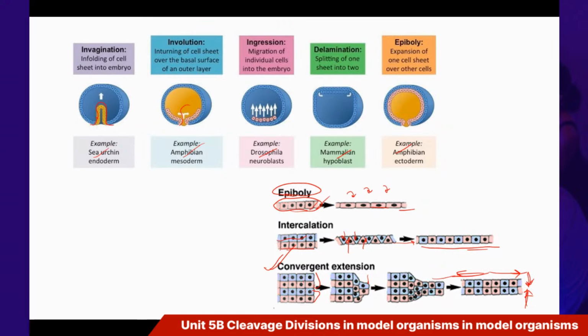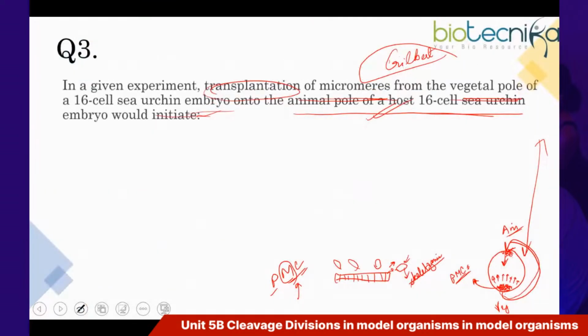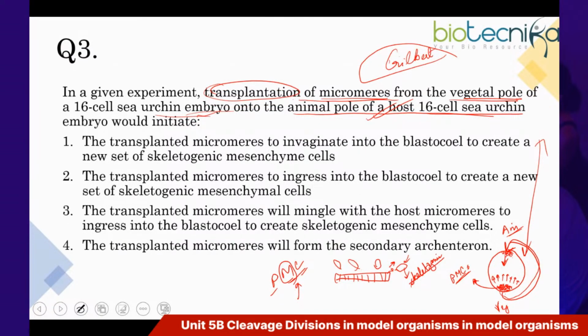But if you check some research papers, and in Gilbert too, in some other place, that is in the text part. In the diagram part it is written transplantation, but everywhere else it is written that the transplanted micromeres will ingress. Means at this side these transplanted micromeres will ingress. So if they are transplanted on the other side, there also they will ingress only. Got it? There also they will ingress only.